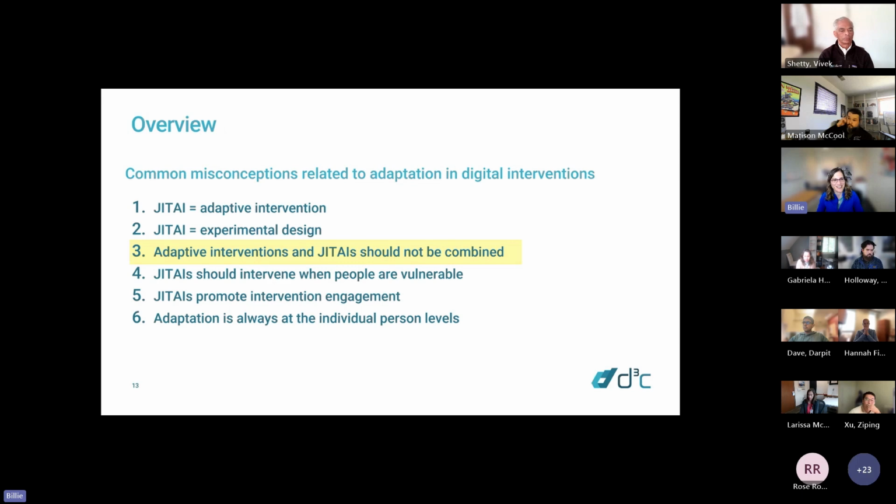Okay, third misconception. Oh, that's an interesting one. Adaptive interventions and JEDIs should not be combined. Why not? Think about it. And I get this really often. People say, oh, I want to design an adaptive intervention, period. I want to design a JEDI. And then you actually realize that they need something that combines the two.